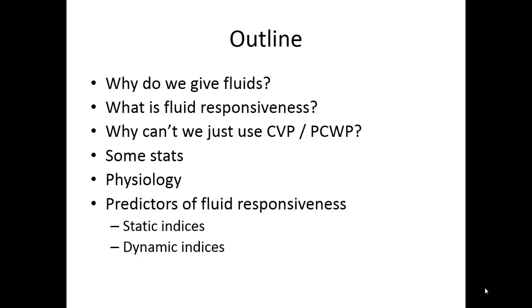We'll talk about how we define fluid responsiveness, why we can't just use the CVP, a brief foray into explaining some of the stats in some of these studies, and then really the meat of the talk is going to be emphasizing the underlying physiology, so that you can apply that to your interpretation of whether or not a test is going to be useful for your patient. Then specifically we'll talk about some of the existing static indices and dynamic indices for predicting fluid responsiveness.